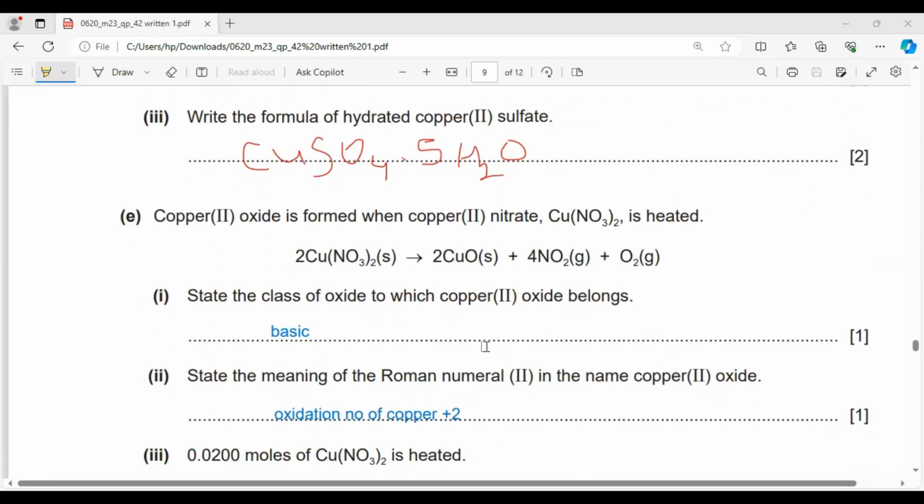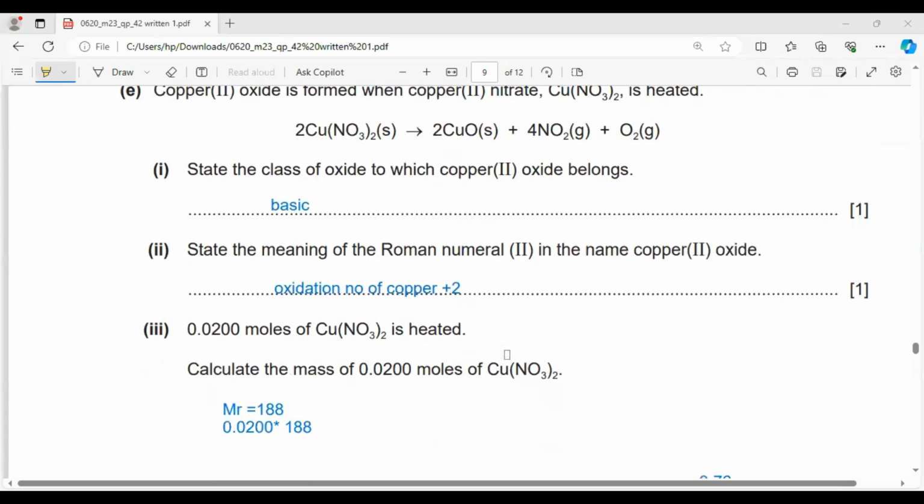Copper(II) oxide is formed when copper(II) nitrate is heated. So when copper nitrate is heated, we get copper oxide, nitrogen dioxide and oxygen. State the class of oxide to which copper oxide belongs. As copper is a metal, when metals combine with oxygen, they form basic oxides. So it is basic in nature. It is a basic oxide.